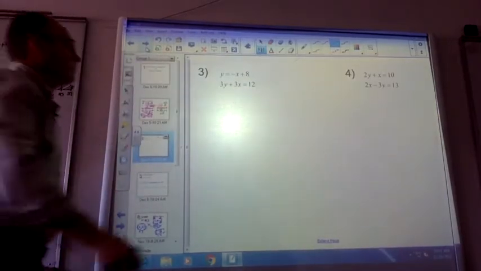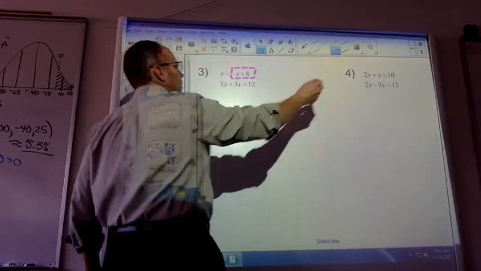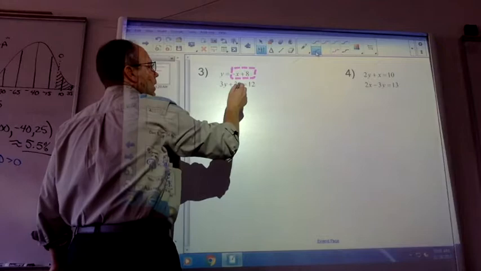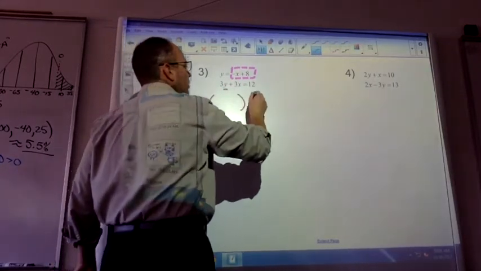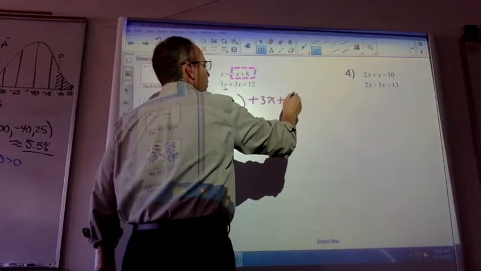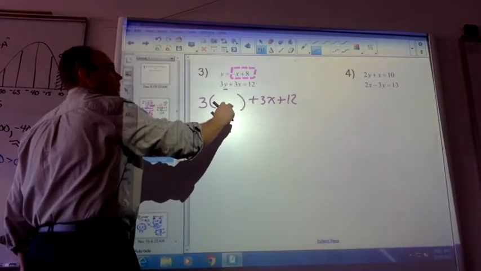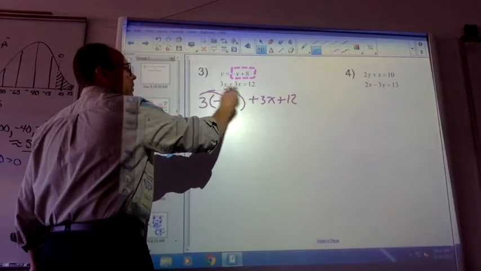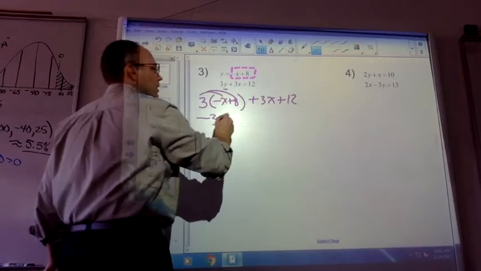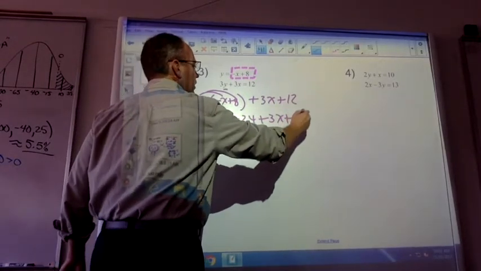All right. Next problem. Do you agree that we know this? Yeah. What am I going to do with that? Plug it in right here, correct? So I get 3 plus 3x plus 12. What had been here on the second equation? Y. What's going to go there? Negative x plus 8. And then distribute over here, so I get negative 3x plus 24 plus 3x plus 12.